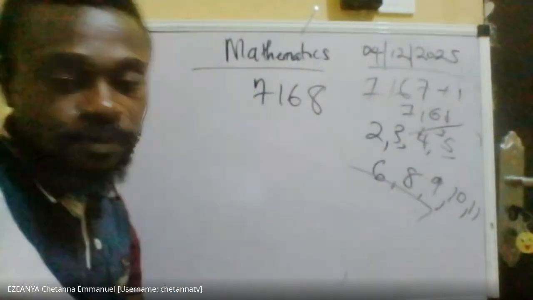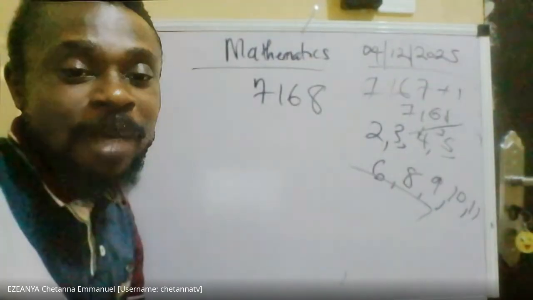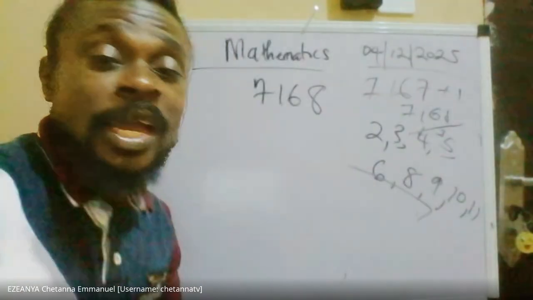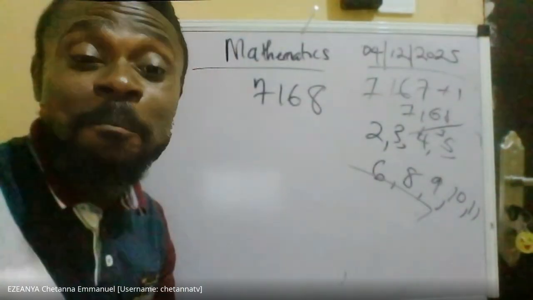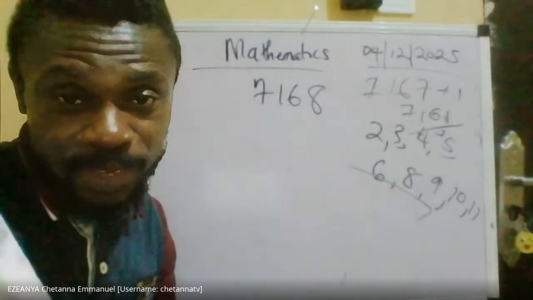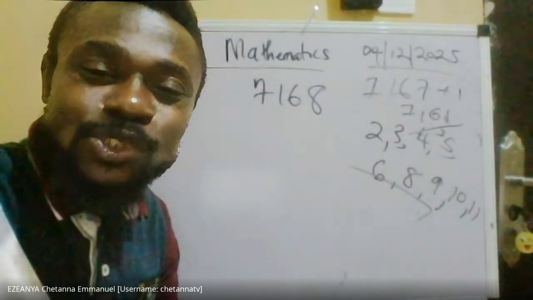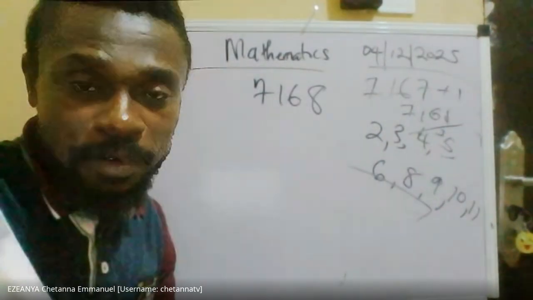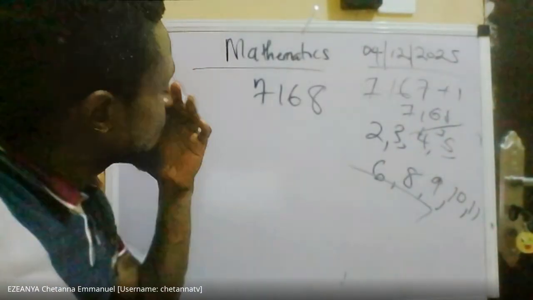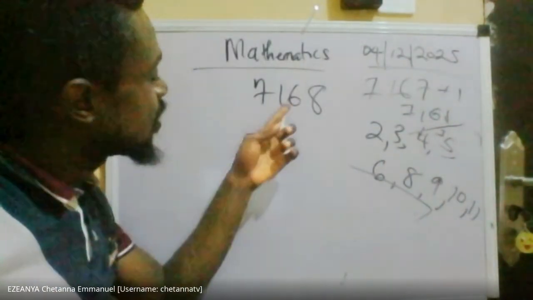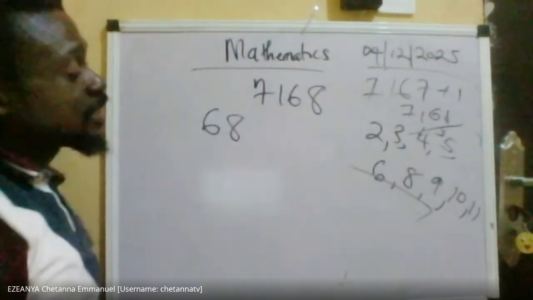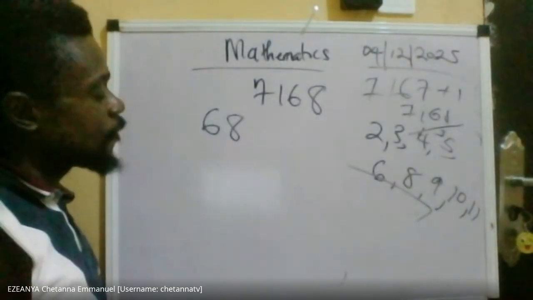divisible by 4. Let's check if it is divisible by 4. Remember what the rule said for 4. Check the last 2 digits of a number. If the number formed by those last 2 digits is divisible by 4, that means the number is divisible by 4. What are the last 2 digits of this? 6 and 8. So the number formed from here is 68. Let's check whether 68 is divisible by 4.